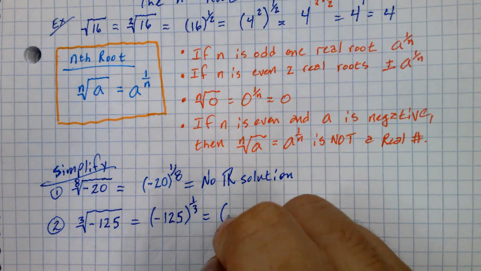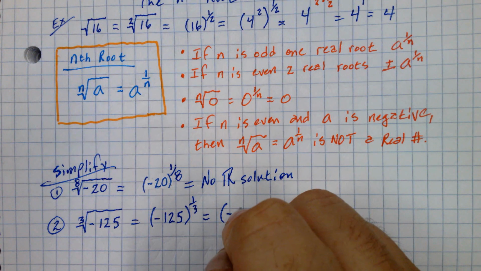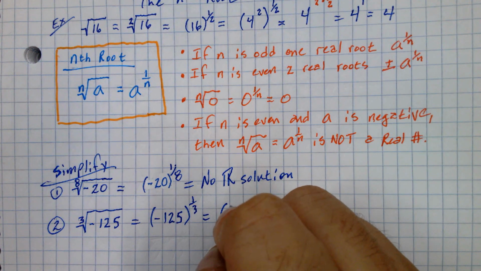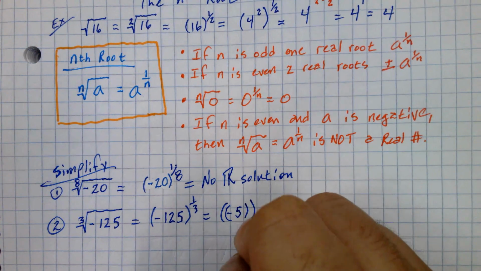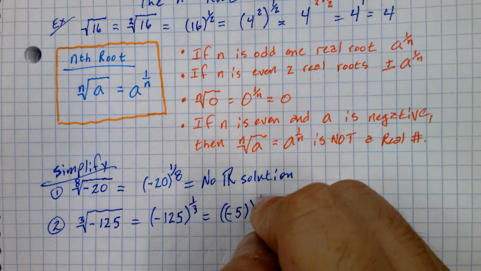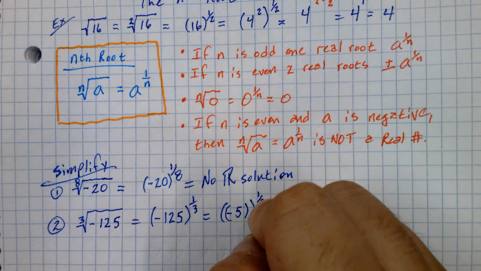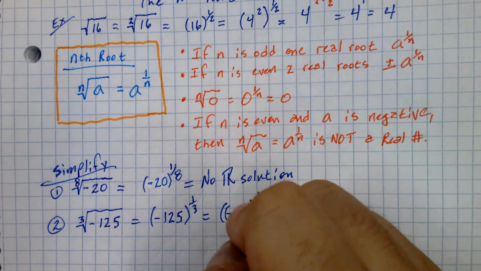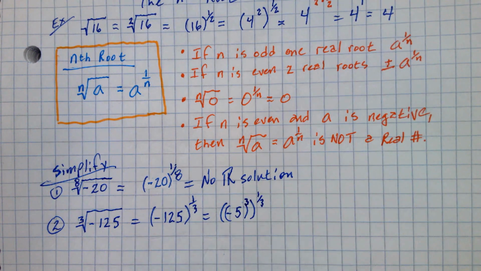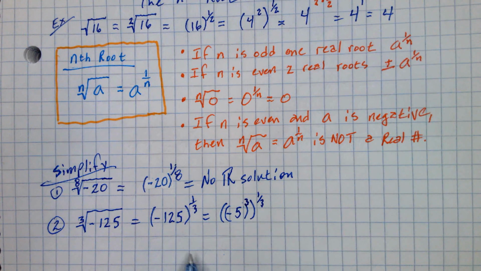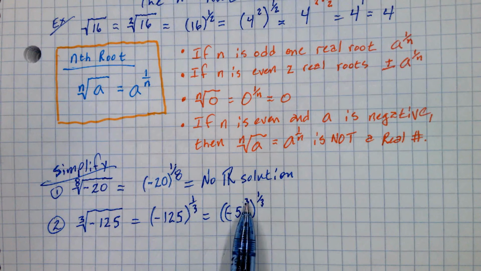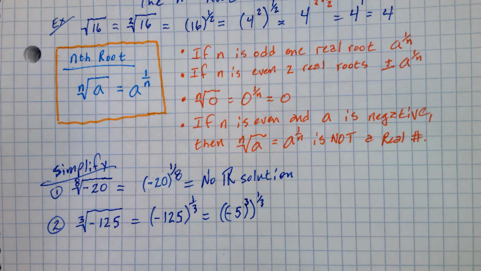So I'm going to write it this way. Negative 5, oops, actually I want 2 parentheses. I just thought about that. To the 1/3. Okay. Oh, I need a 3 here. So it's negative 5 to the 3rd. That's actually negative 125.